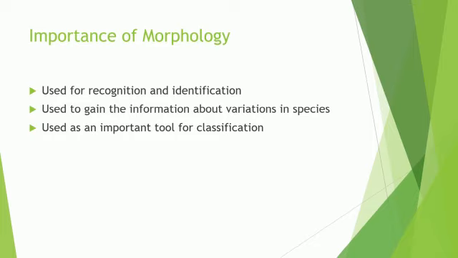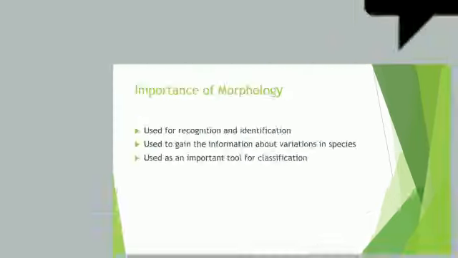So variation is an important tool for evolution, and this morphology plays an important role in classification and it acts as a tool.